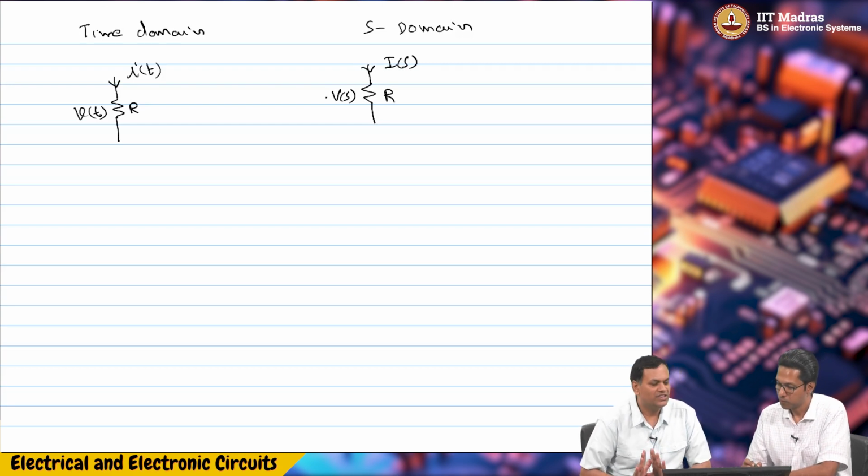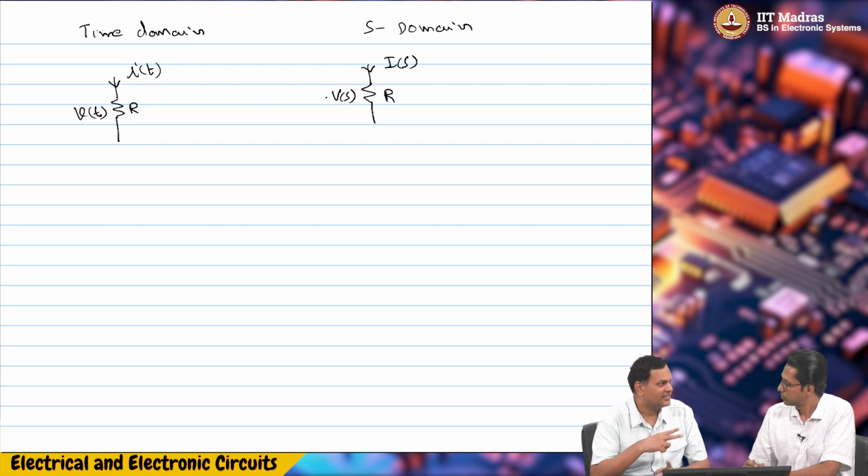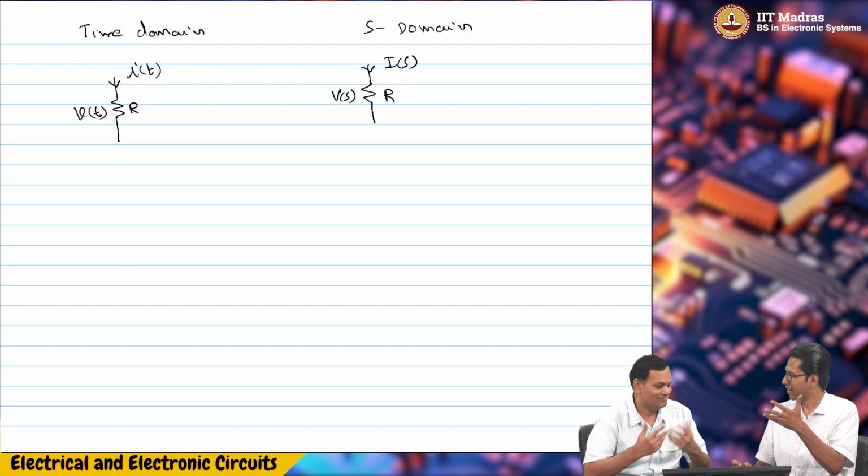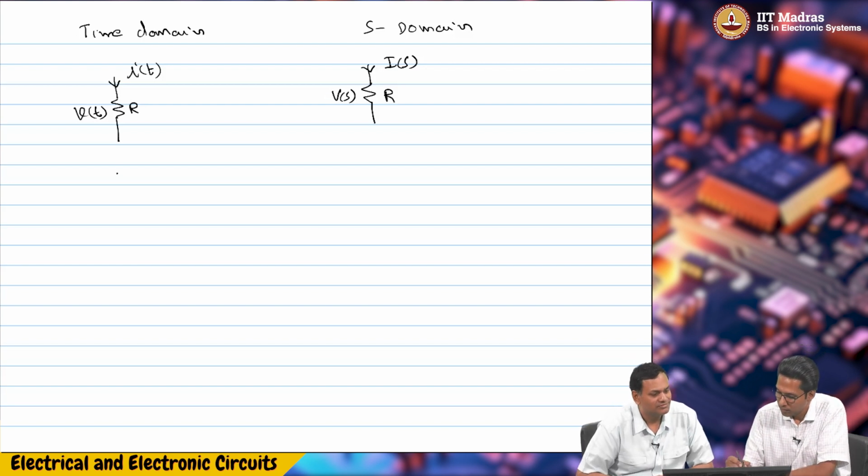Yes, we'll leave it there. It is only the inductor and the capacitor that have an initial condition that can come, in series and some parallel. Correct. So next is the inductor.